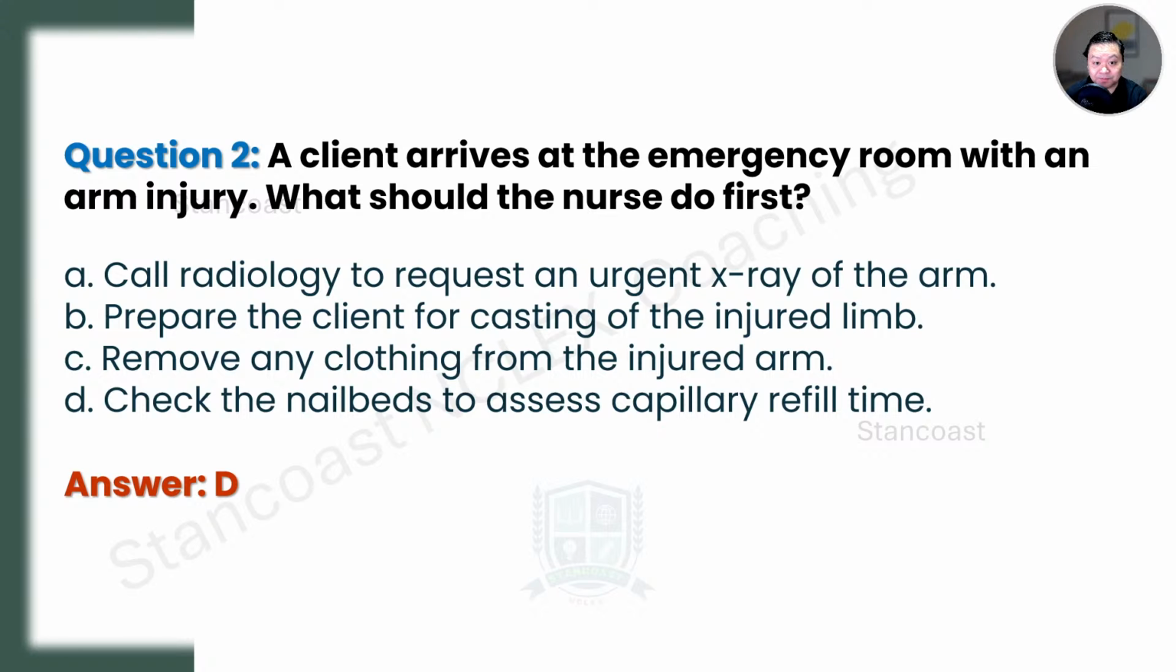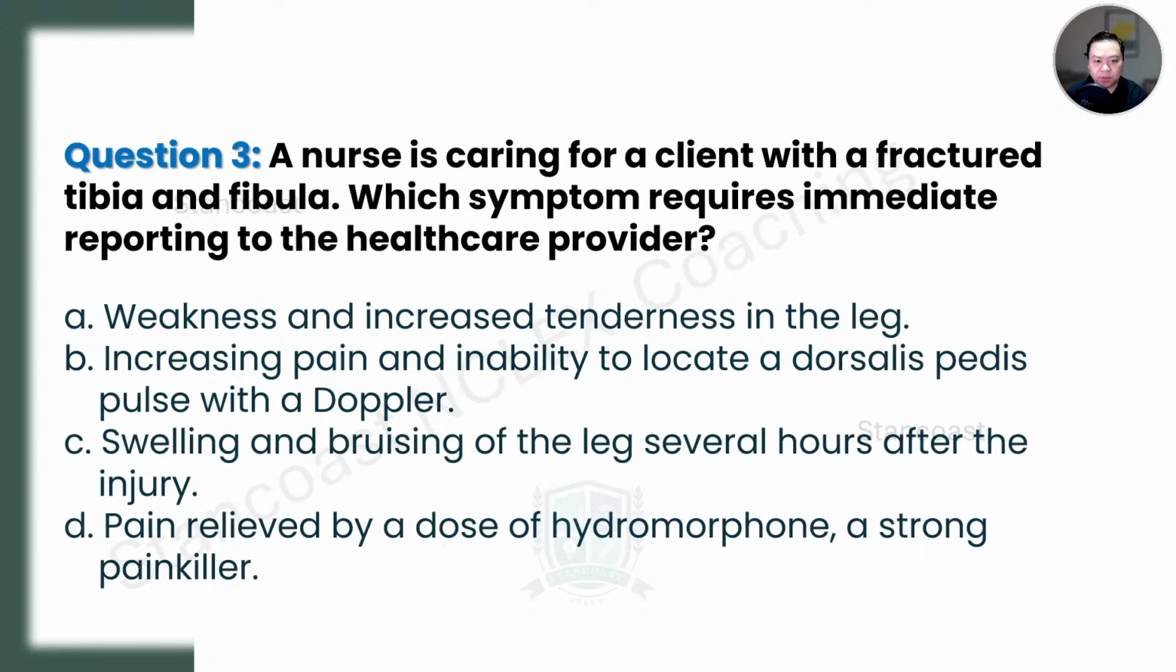Okay. Now, if you selected letter C, remove any clothing from the injured arm, this can help with the assessment, but it isn't the initial priority. You've got to look into the circulation status of that distal part. Wonderful. Looks like you are crushing these 2 questions, I hope. Okay, let's move on to our next question number 3.